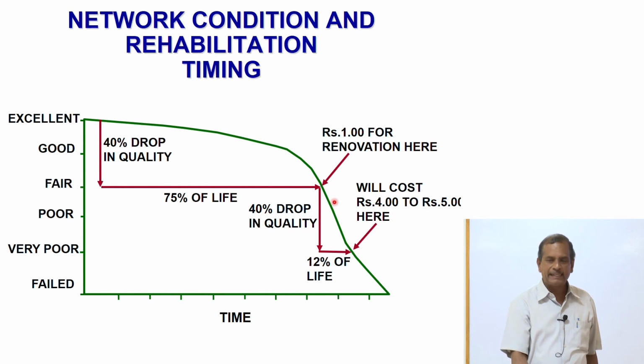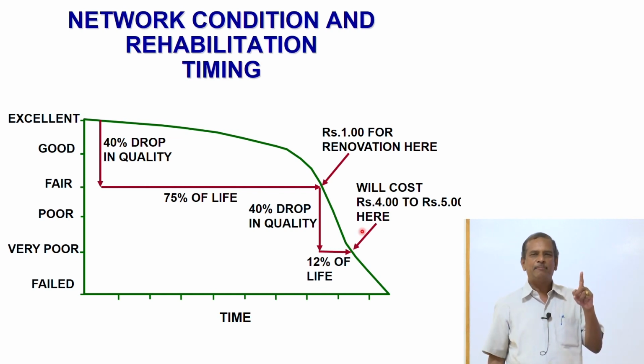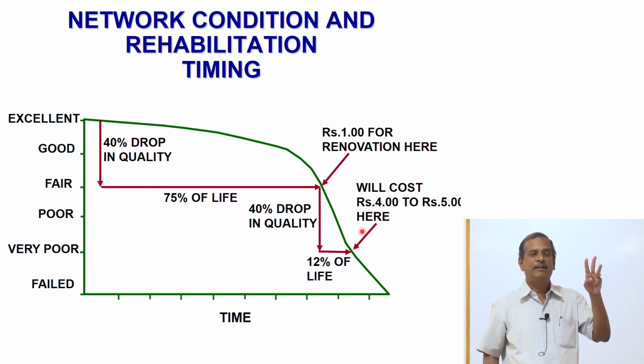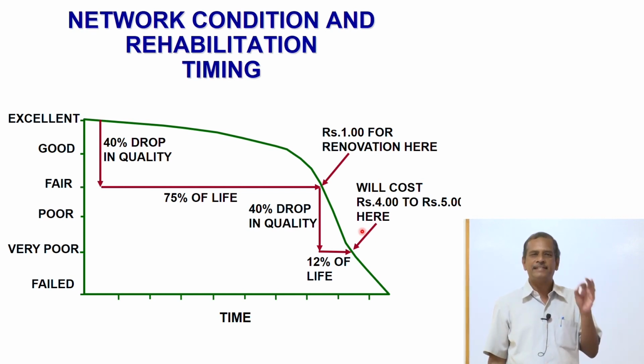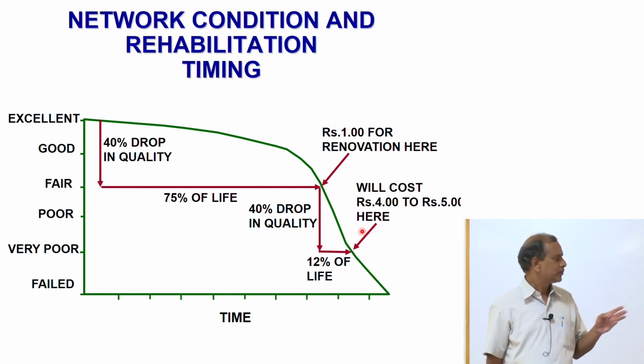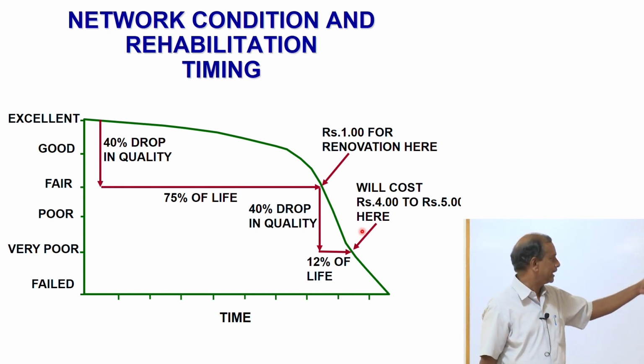More and more I delay the maintenance, the cost of maintenance will go up. If the thickness of bituminous layer required may be around 20 millimeters here, the thickness of the layer will be 200 millimeters here. Number one, I am increasing the cost of maintenance by delaying. Number two, I am increasing the thickness of bituminous layer by delaying. Number three, I am requiring more material for maintenance if I delay. So a stitch in time saves nine. So this is how pavement deterioration takes place.